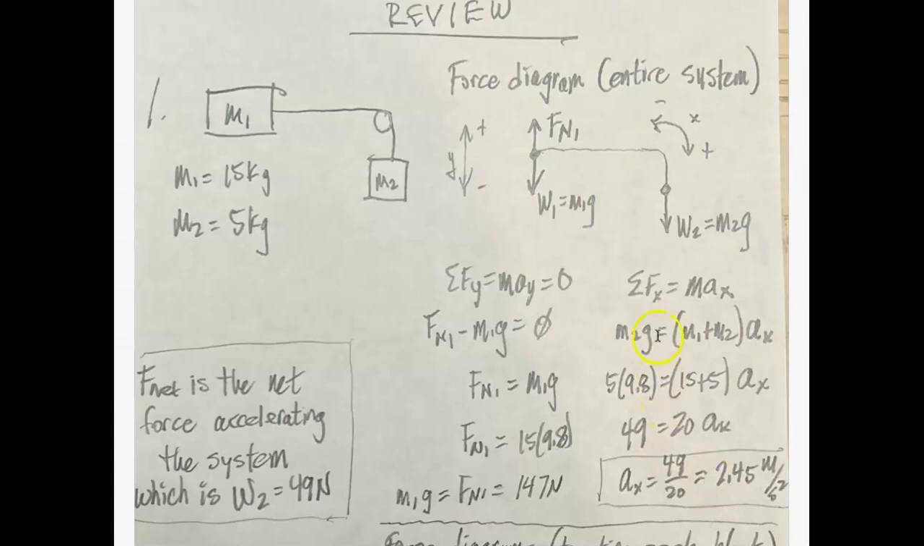And along the way, we found out the net force, that is the net force that is accelerating the system. You can see here, these forces cancel each other out in the y direction. Their sum is 0. So all that's left over is the net force, which is in the x direction, in the direction of motion, and that is the weight of number 2. So my net force is 49 newtons, the weight of block number 2.